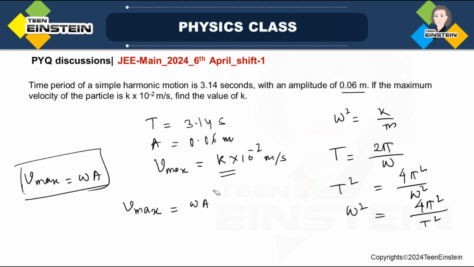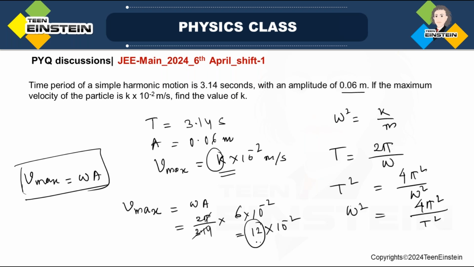Let me find out our V max. Omega is equal to 2 pi by T into a. What is a? A is given as 6 into 10 to the power minus 2 meter. And T is given as 3.14, and pi is also 3.14, so it will be actually 12 into 10 to the power minus 2. I was getting confused whether this k is the spring constant. It is not.